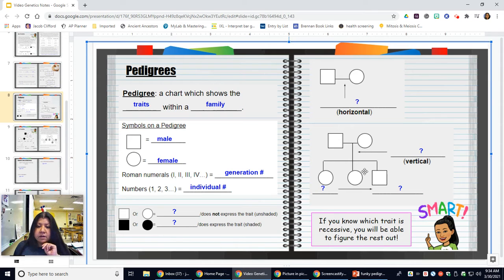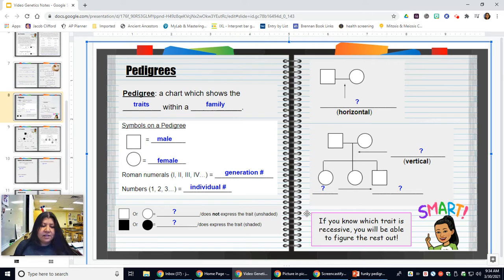If I look at the second generation, I have 2 females first and then a male. Okay, this is generation number 2. So this female is 2-1. This female in the middle is 2-2. And this male on the right is 2-3.